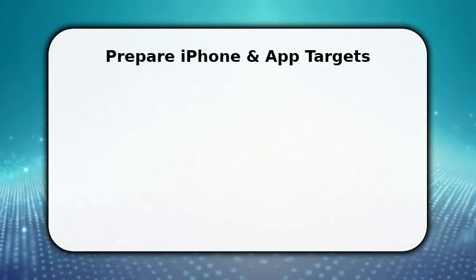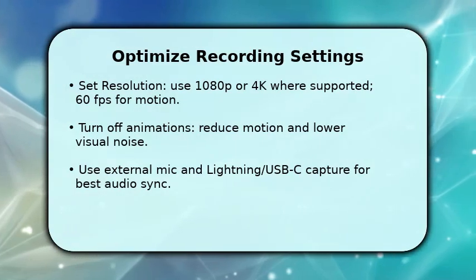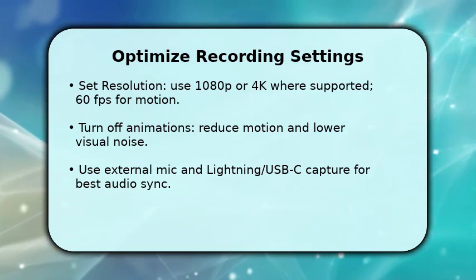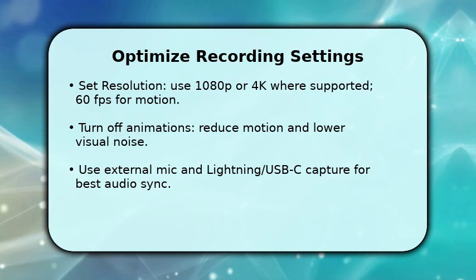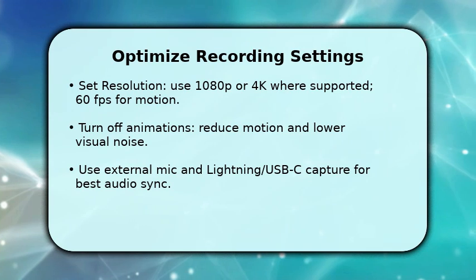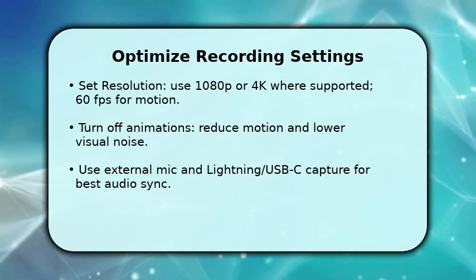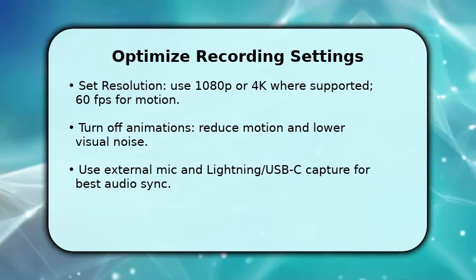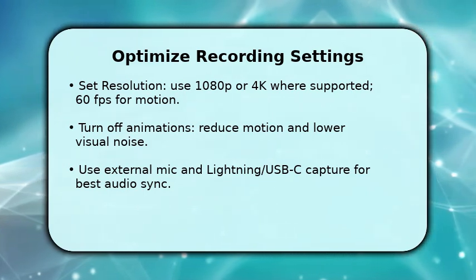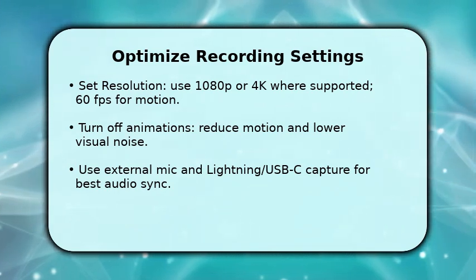Now optimize how you record so each frame looks crisp. Choose the highest supported resolution, 1080p for most, 4K if your device and editor support it, and select 60 FPS for fast motion. Higher frame rates mean smoother playback. Disable system animations and motion effects to minimize encoding artifacts. For audio, use an external microphone or wired capture via Lightning or USB-C to avoid sync drift and background hiss. Make sure you test a short clip to confirm video and audio settings match your final export targets.